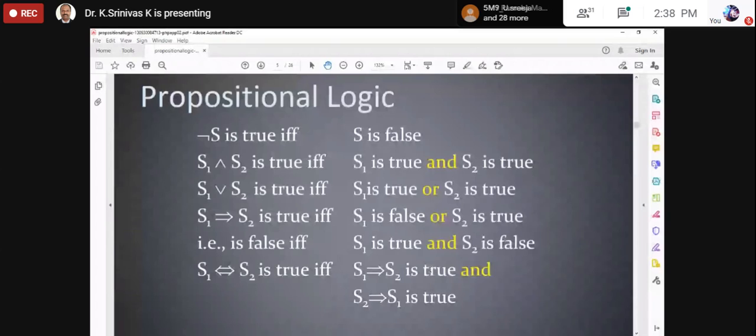Next. S1 or S2 is true if and only if either S1 must be true or S2 must be true. S1: have a hall ticket. S2: no hall ticket. S2: hall ticket is there. If anyone is there, you are managed.